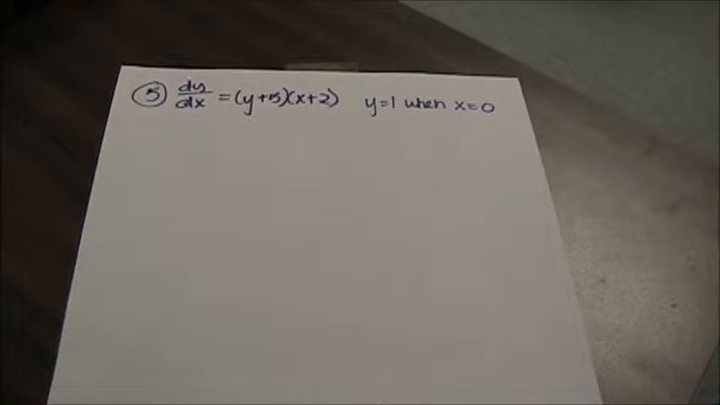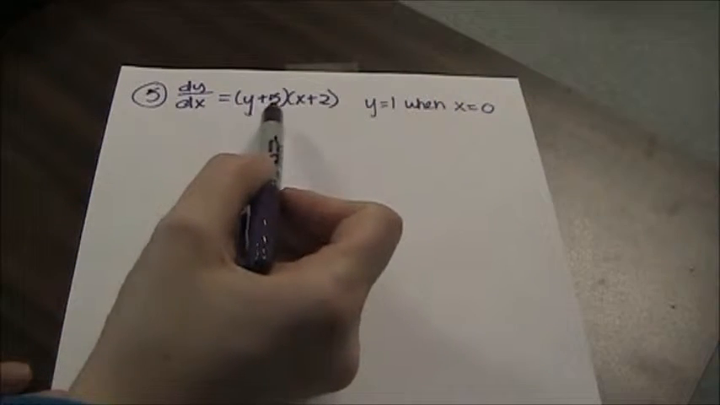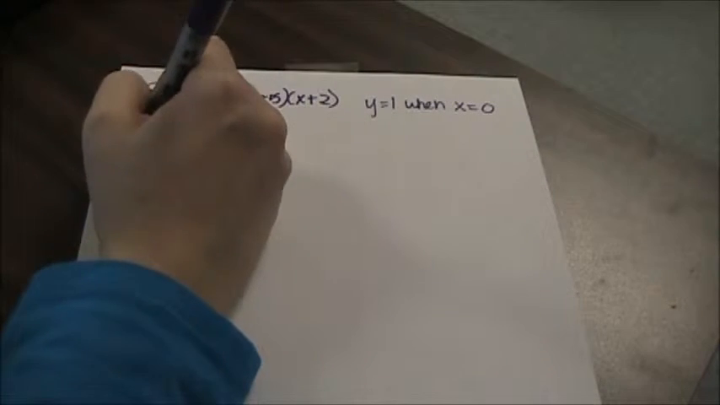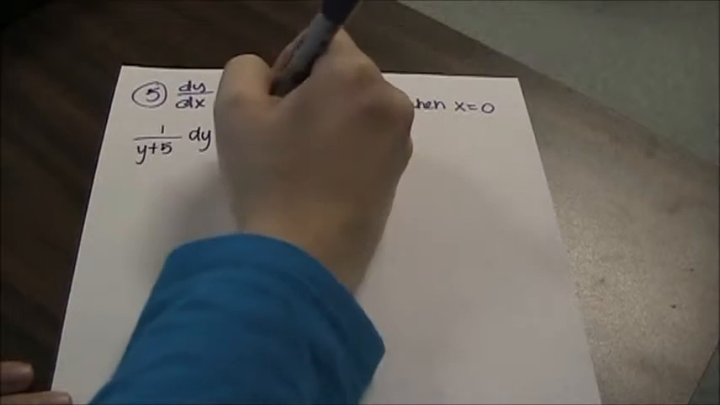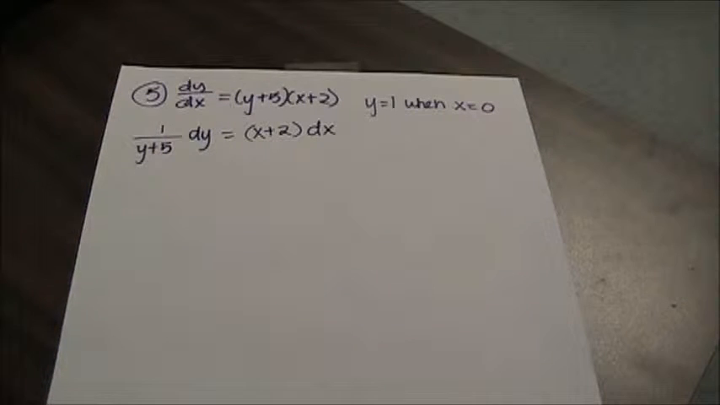First thing I need to do is get all my terms that involve y together and all my terms that involve x together. So I'm going to do that by dividing both sides by y plus 5 and multiplying both sides by dx. So it would look like this. And then once I have all my y terms on one side, x terms on the other, I can integrate.